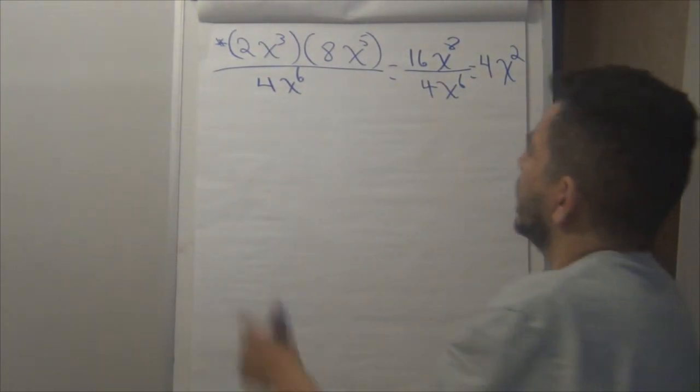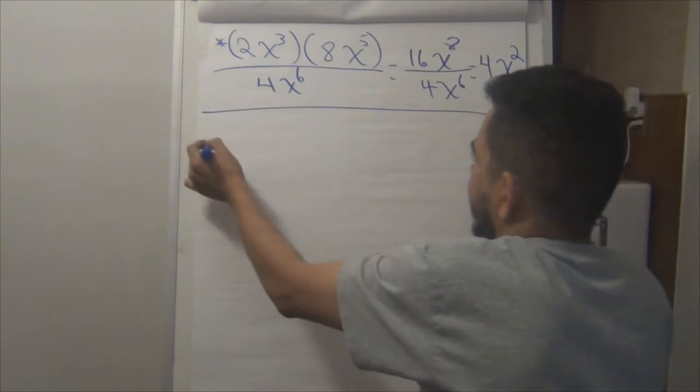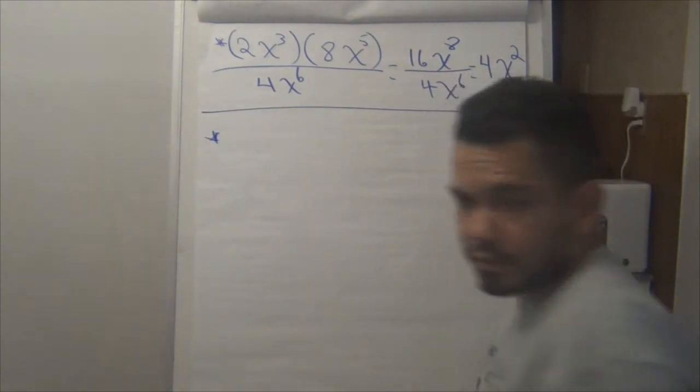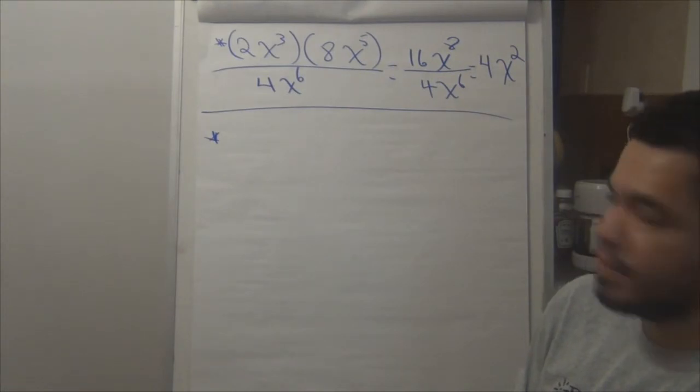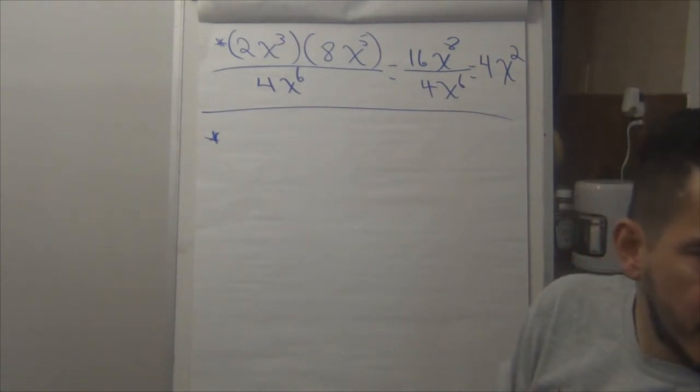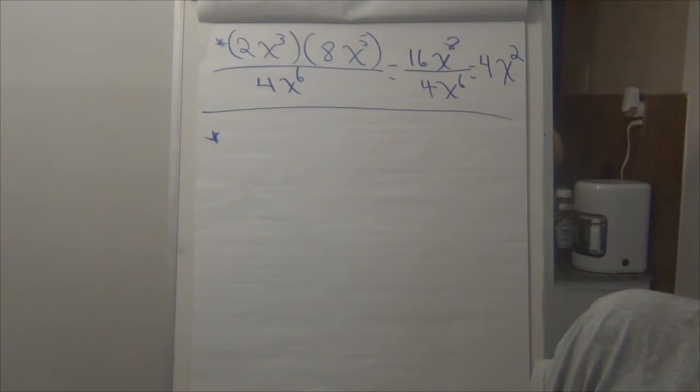Okay. Next problem. We have 3x squared. Let me see. 3x squared. Did we do that? Yeah, we did that. We have the next problem.